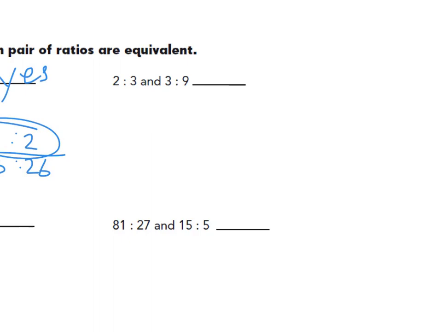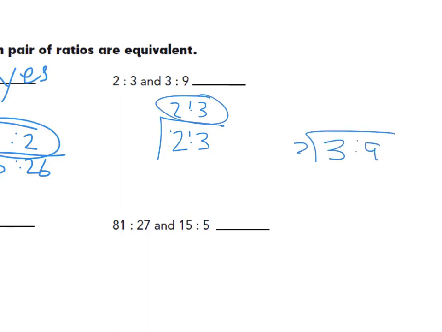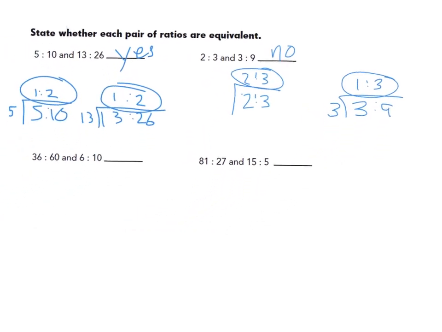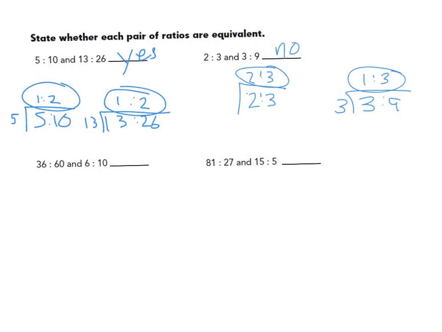If I look at the next one, 2 to 3 and 3 to 9, when I do 2 to 3, I was going to put it in simplest form, but it's already 2 to 3, so it's good. 3 to 9, I see that they're both divisible by 3, so in its simplest form, it's 1 to 3. 1 to 3 is not the same as 2 to 3, so no, these are not equivalent. As you look at the bottom two, pause it here, see how you do.